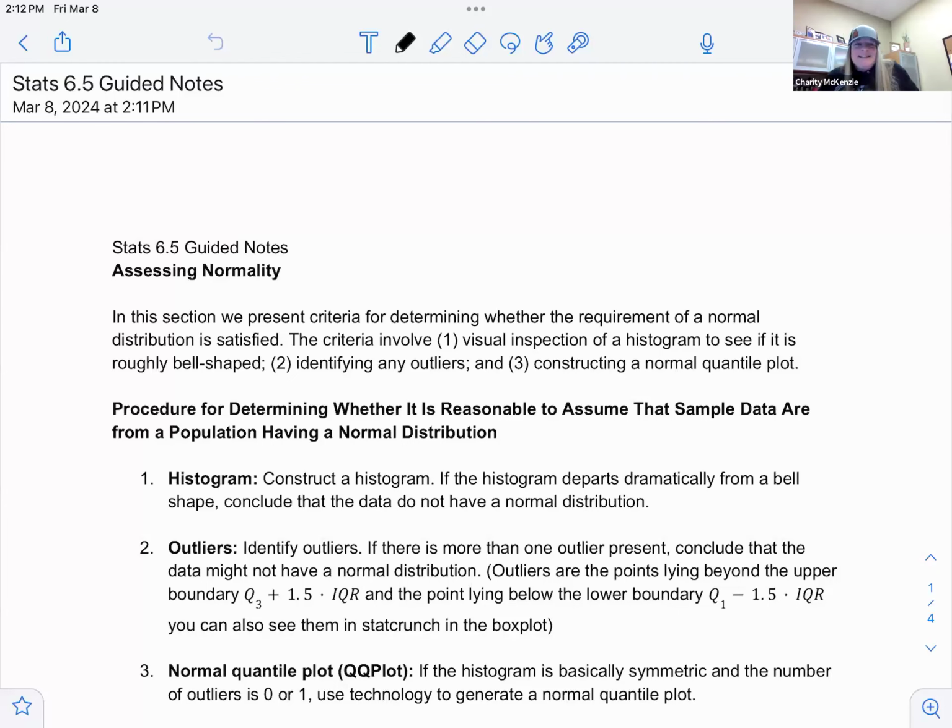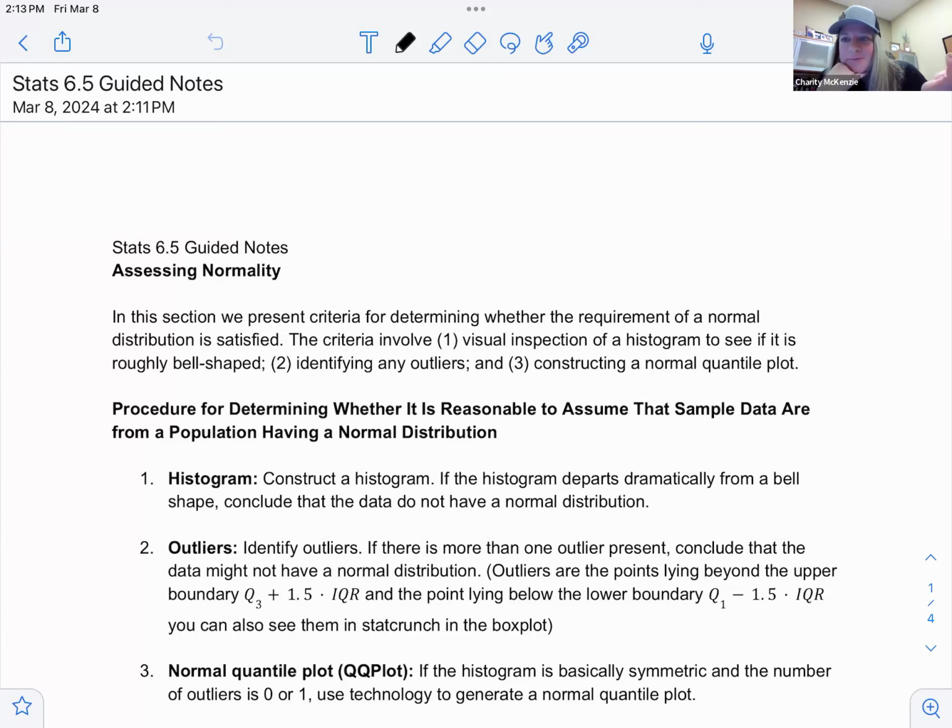All right, class. So this is 6.5, and we're assessing normality, or is a data set normal? Now we've looked at this, and what did we only look at? We looked at the histogram and we looked for the bell shape, right? Well, what if you're not quite sure?